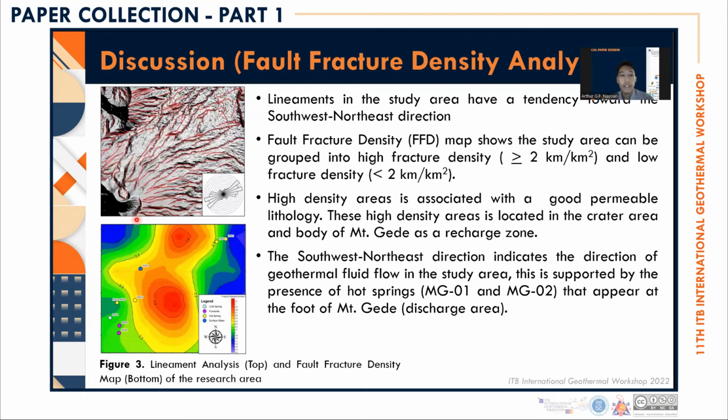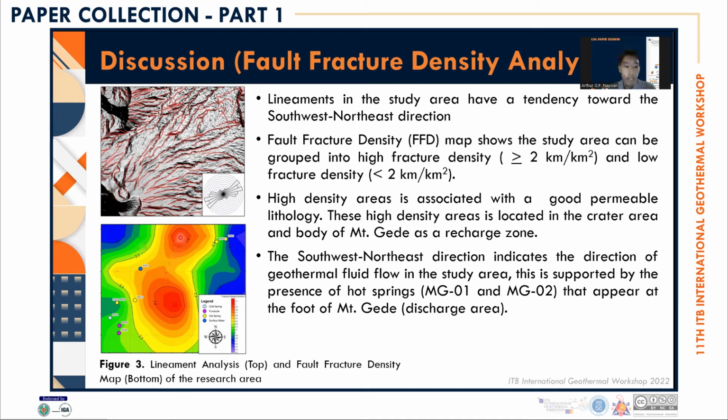Okay, and then this is the fault fracture density analysis. As you can see, this is the figure of our result from the fault fracture density analysis and interpolation. The lineaments in our research area are dominated by a southwest to northeast direction. We divided two units from our FFD map: the first is the high fracture density area, greater than 2 km per square kilometer, and the low fracture density area, lower than 2 km per square kilometer.